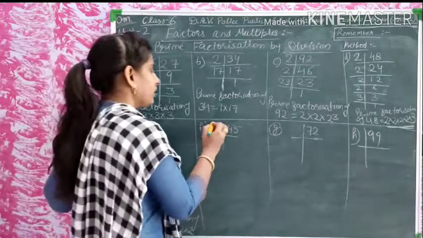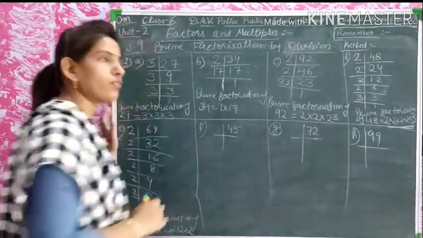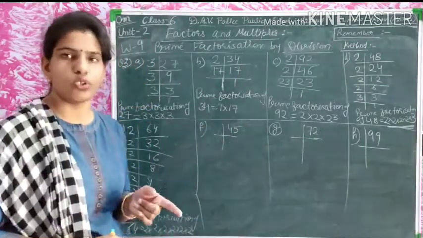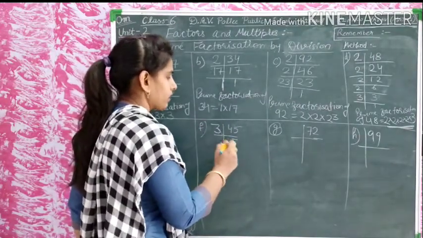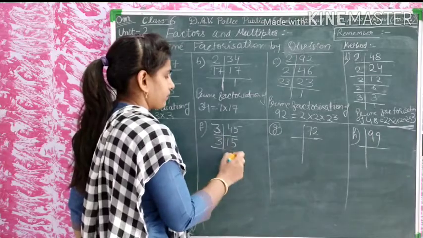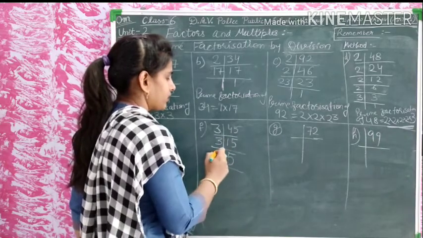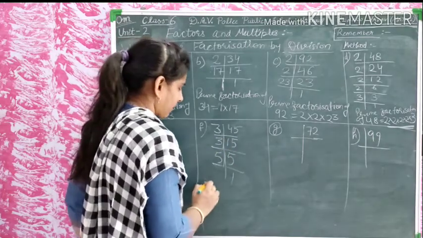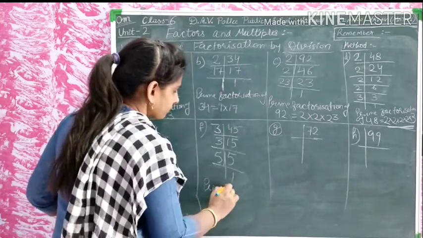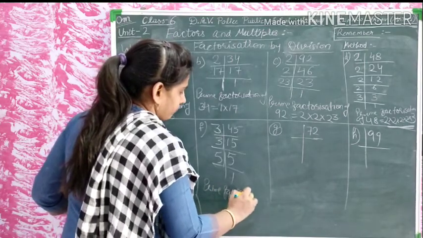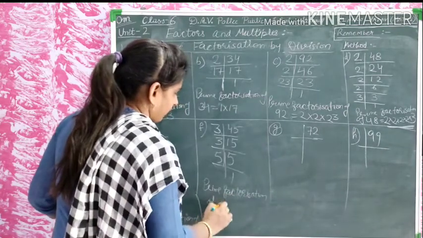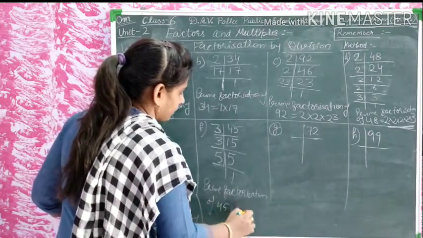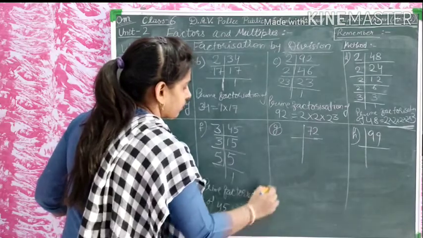Now we will do the prime factorization of 45. Will it be divided by 2? No, it will be divided by 3. Yes. 3 1s are 3, 3 5s are 15. 5 1s are 5. And the prime factorization of 45 is equal to 3 into 3 into 5.